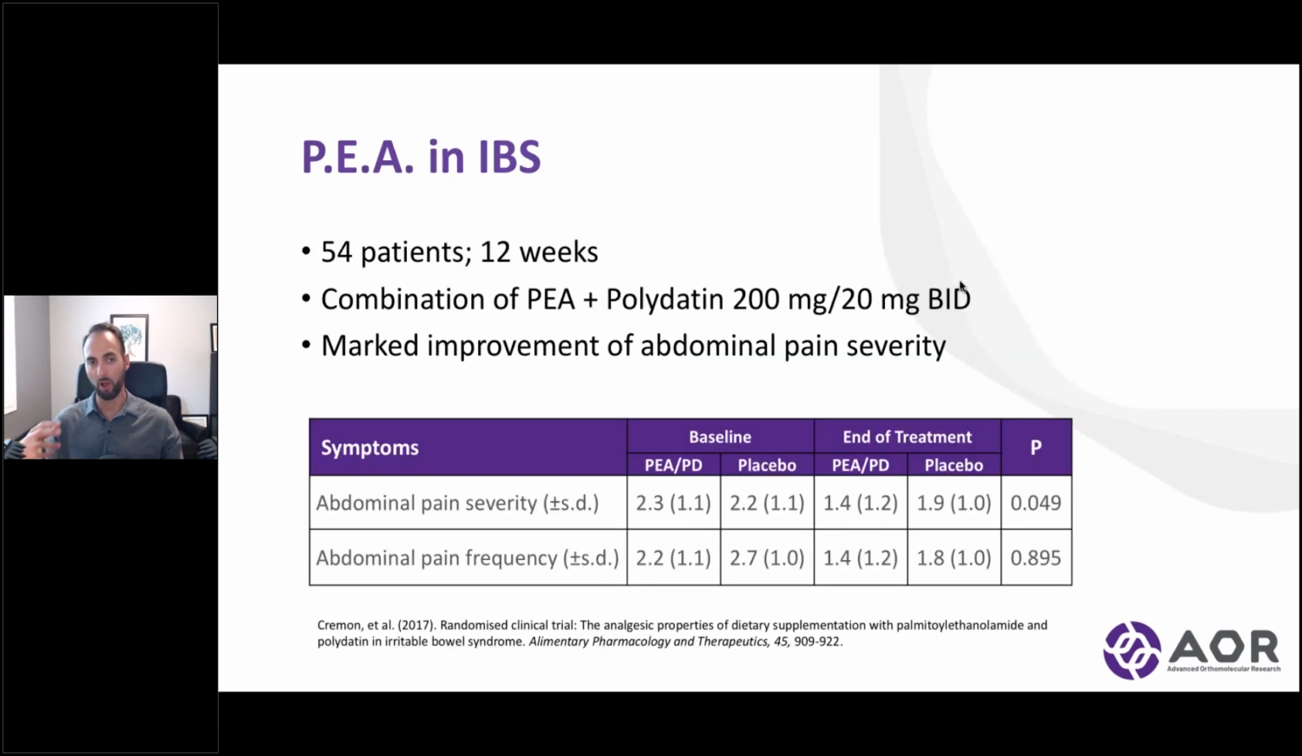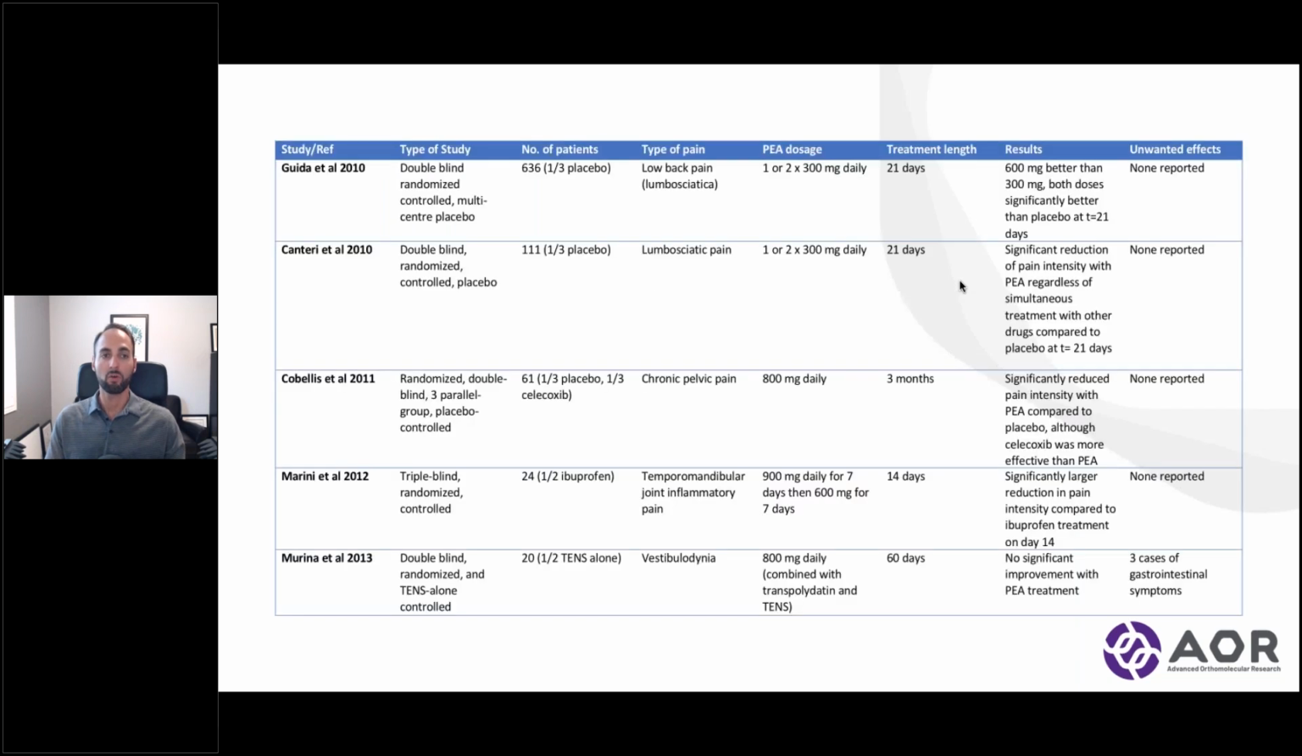IBS, another type of nociceptive and a type of pain that has aspects of almost all three. And again, in combination with another pharmaceutical medication at the end of the treatment. Notice in the second two columns, you can see that there's a substantial reduction in the pain and in terms of abdominal pain.